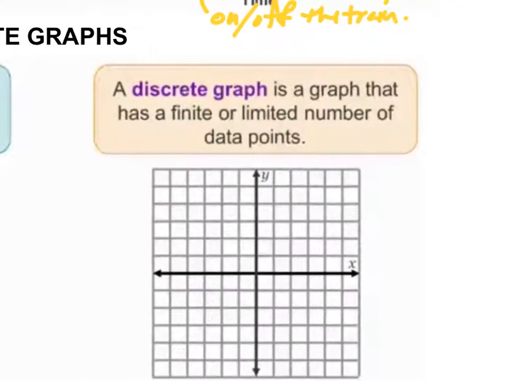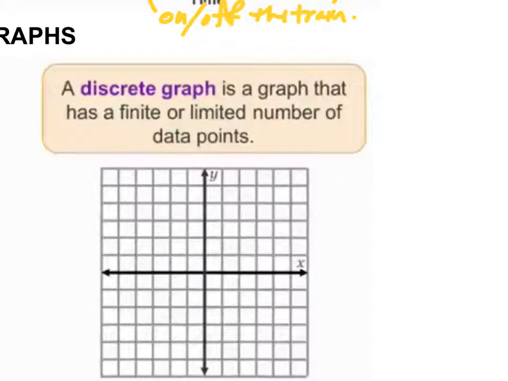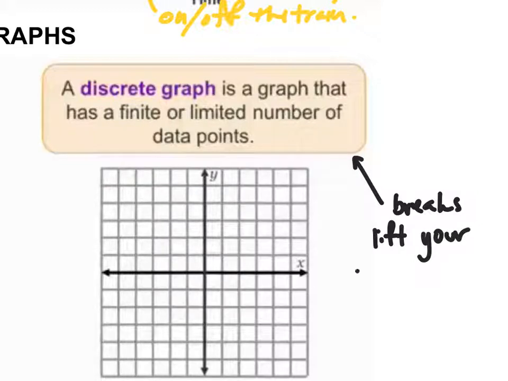Now a discrete graph is a graph that has a finite or limited number of data points. So a discrete graph has breaks, which means you have to lift your pencil to make the graph.